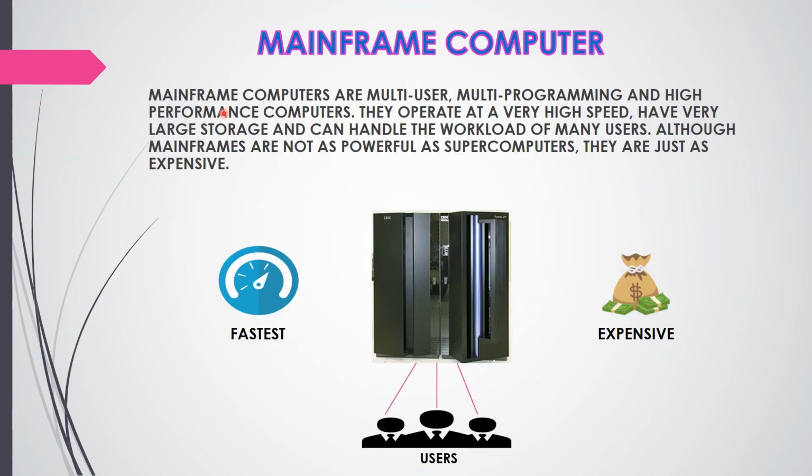Next are mainframe computers. They are designed to handle huge volumes of data and information. While supercomputers are typically focused on performing a few critical tasks, mainframes perform multiple instructions in parallel for multiple users. They also have multiple processors, hence are fast and expensive.